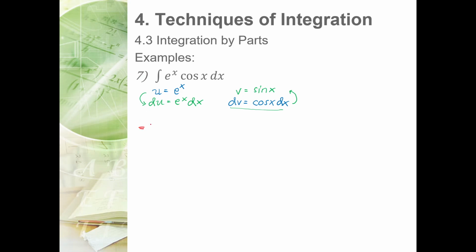Okay, so we have e to the power of x times sine x, that's uv, minus the integral of v du, so sine x e to the power of x dx. Notice that we again have an exponential function, so we go back. Let u be equal to something, and dv be equal to something again.